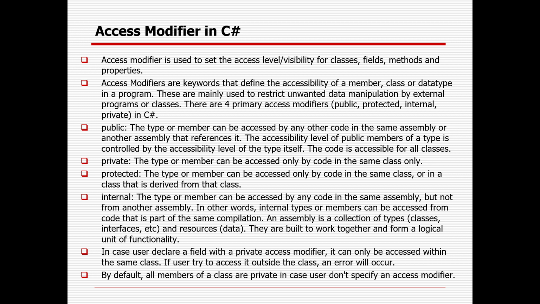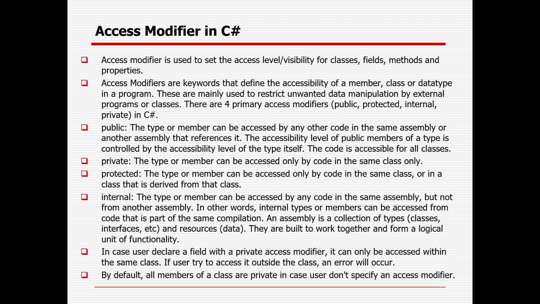There are primarily four access modifiers available in C#: public, protected, internal and private. So what is public? The type or member can be accessed by any other code in the same assembly or another assembly that references it. The accessibility level of public members of a type is controlled by the accessibility level of the type itself. The code is accessible to all the classes.